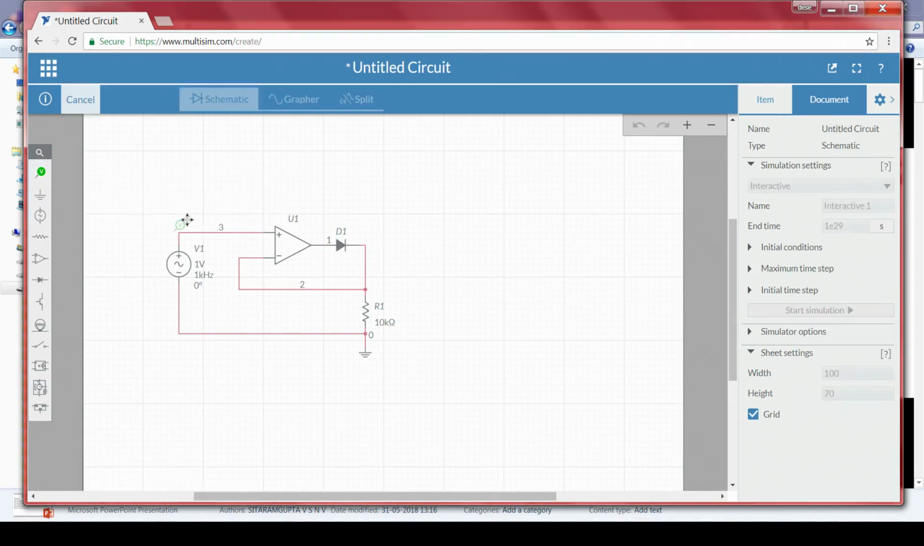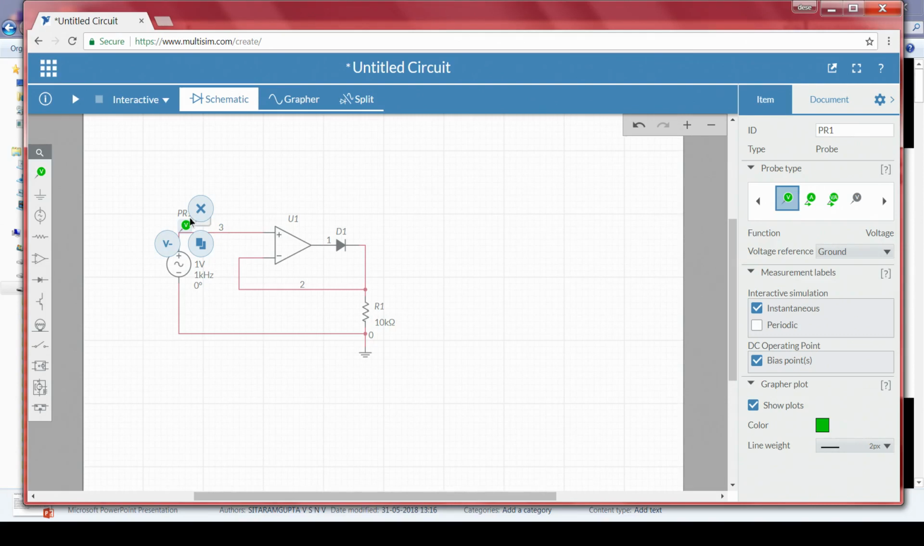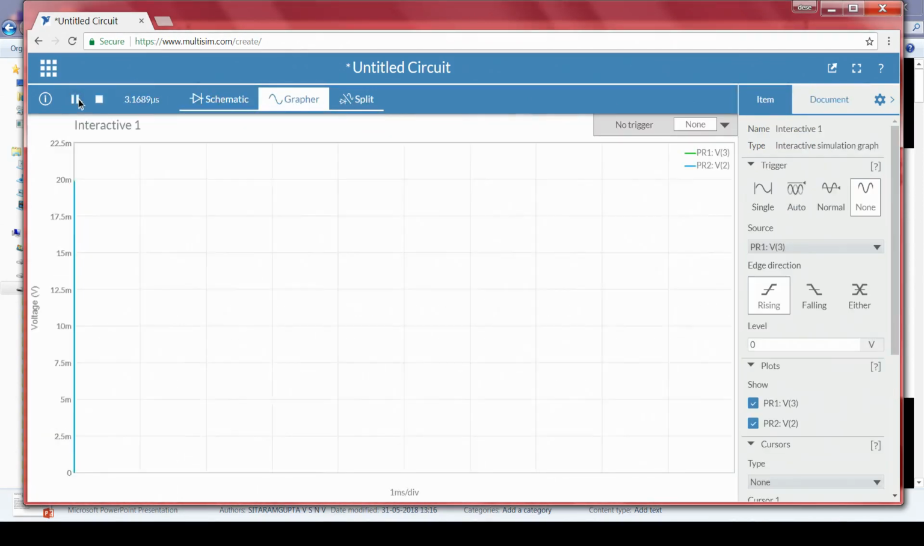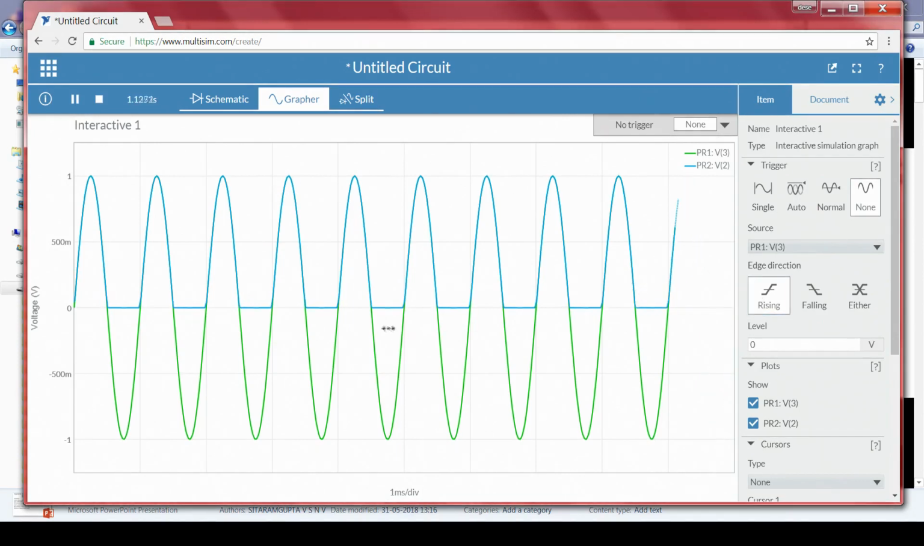Then to visualize both input and output, I am connecting probes. Green represents our input signal, and the other one, blue, represents our output voltage. Now, when we go to the grapher and run the circuit, the green is nothing but our input and blue is nothing but our output. The green is a complete wave with a peak to peak of 2 volts, whereas on the output, it was only allowing the positive peaks to flow, while the negative peaks are completely removed.